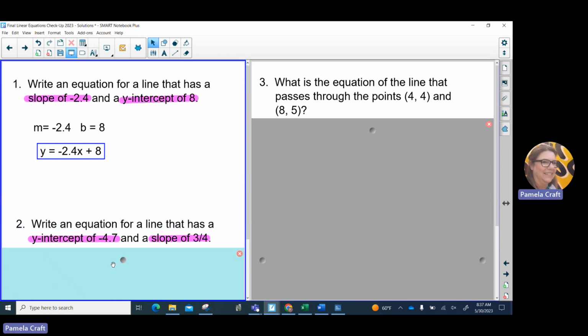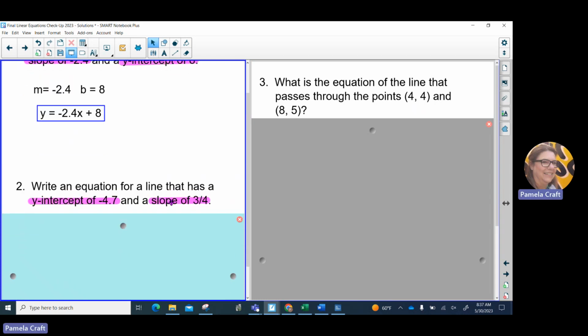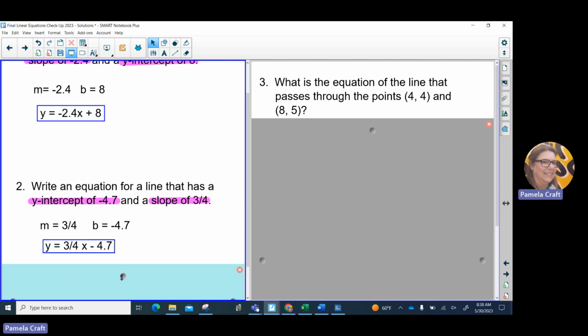And number 2, write an equation for the line that has a y-intercept of negative 4.7 and a slope of 3/4. Again, make sure that you know y-intercept is your b, slope is your m, and you're going to just write y equals 3/4 x minus 4.7.